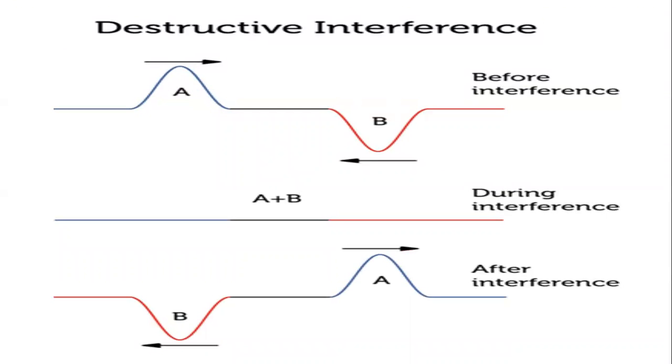Destructive interference occurs when the crests of one wave overlap the troughs, or lowest points, of another wave. Here we see, as waves pass through each other, the crests and troughs cancel each other out to produce a wave with zero amplitude.